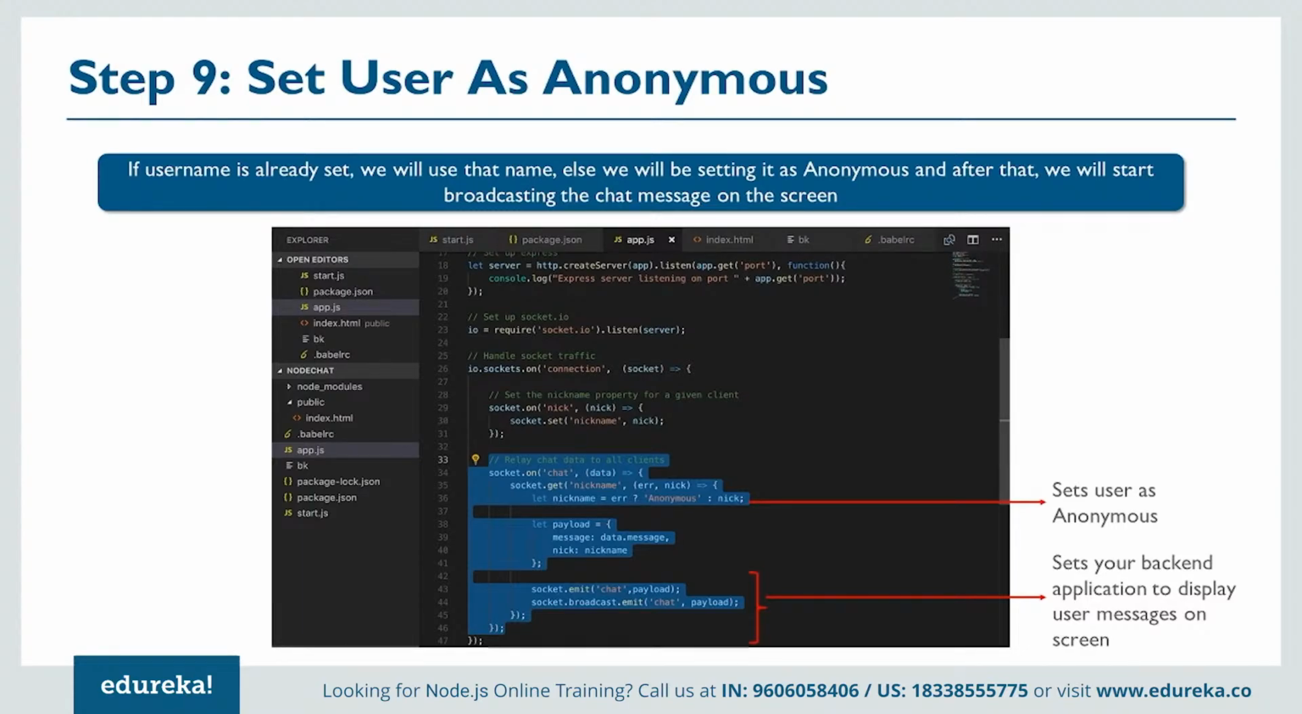So when user 1 sends a message, the message is received by the server over here. We will take the message, take that person's nickname, whoever is sending that message, and then broadcast it to all the other users. So that sets your backend application to display the user message on the screen. Everybody in this chat room will receive this payload.